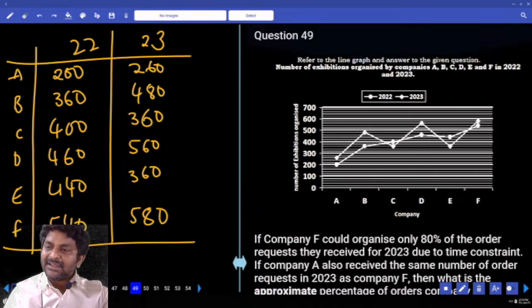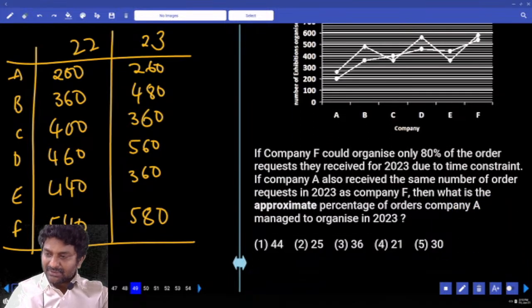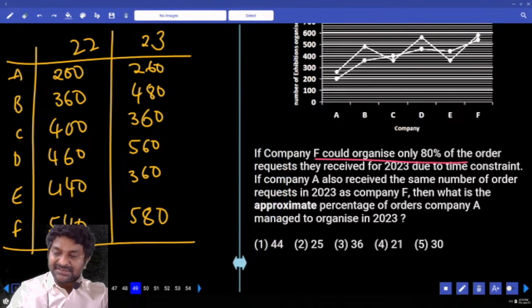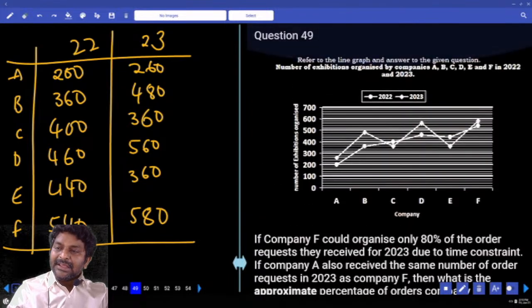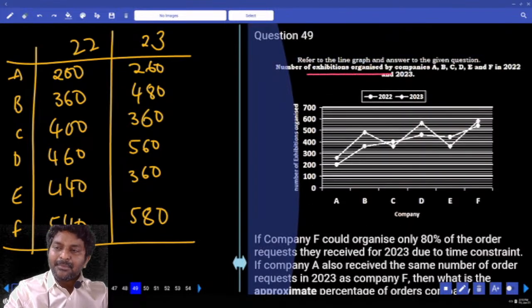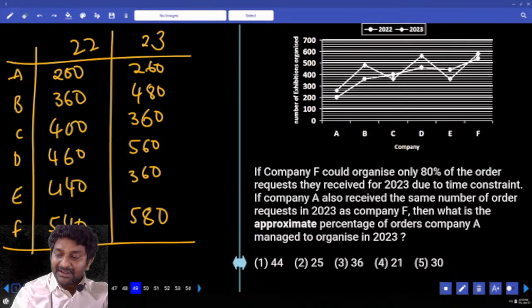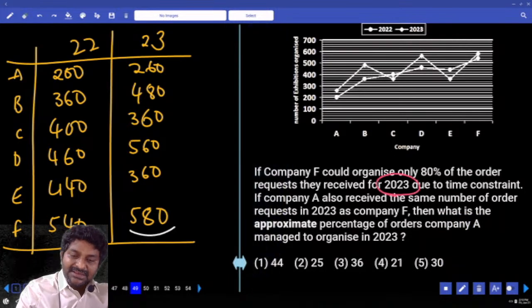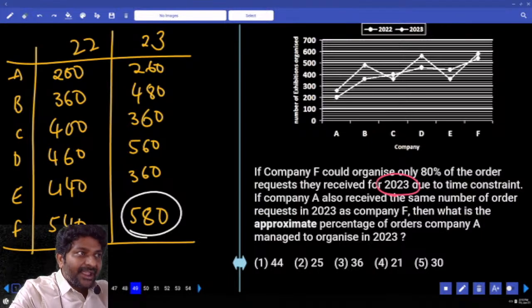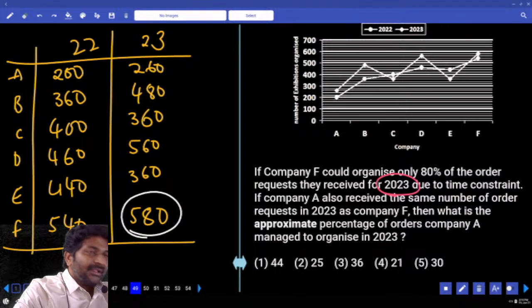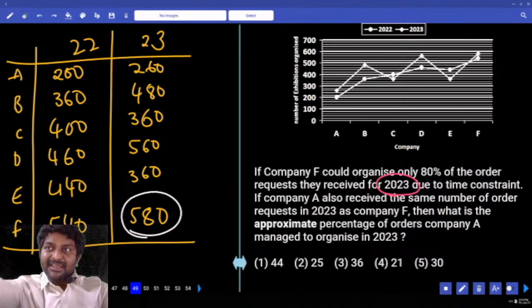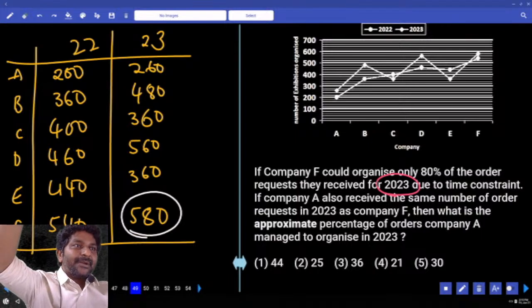What is the given data? Exhibitions organized. Right, F could organize only 80% of the requests, right? The given data is the number of exhibitions which is organized only. F in which year? That means 580 is equal to 80% of order requests. Then the number of orders given is equal to 100%.